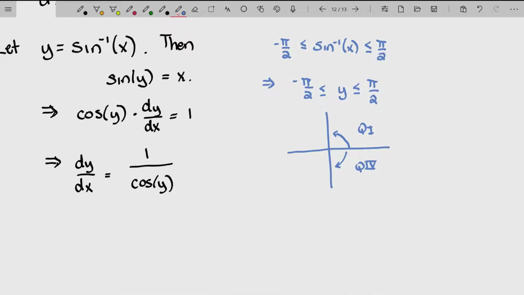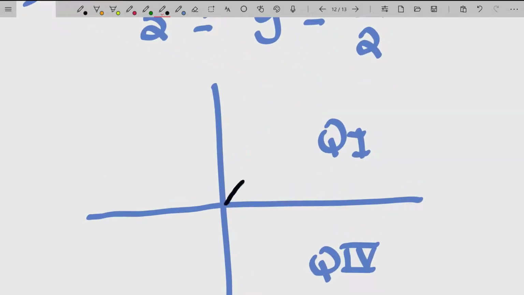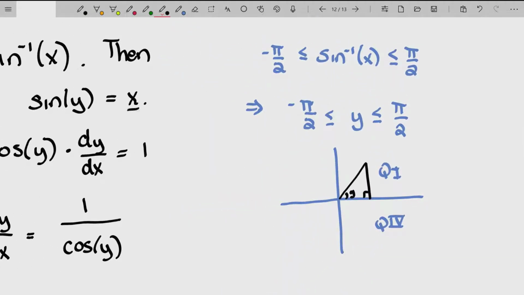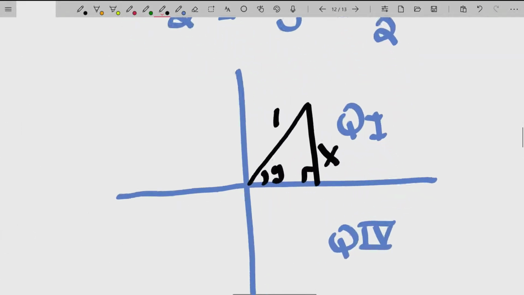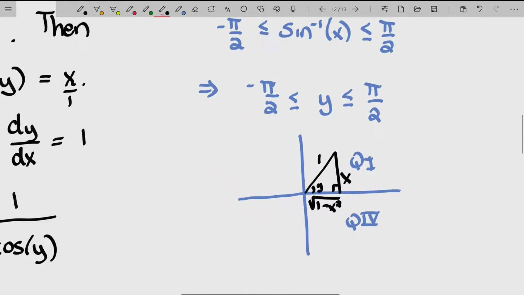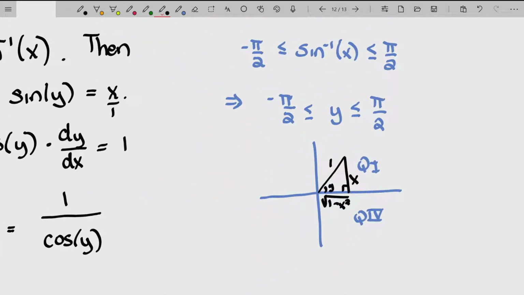Because if you draw a triangle right now, look what happens. We know that the sine of our angle y is opposite over hypotenuse, and it's written as x over 1. So the opposite is x, the hypotenuse is 1. And I can use the Pythagorean Theorem to find this missing side. It's going to be the square root of 1 minus x squared. I know it's real blocky, sorry about that. Or I could have written that triangle in quadrant 4. It still would have been a positive square root of 1 minus x squared.